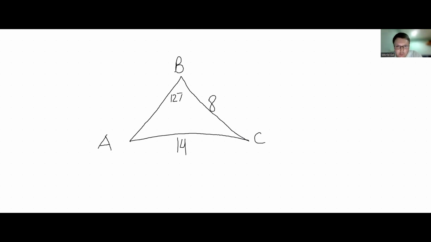So the law of sines states that sine of angle A divided by little a equals sine of angle B divided by little b equals sine of angle C divided by little c. And remember, little a, little b, little c, those are the sides, right?